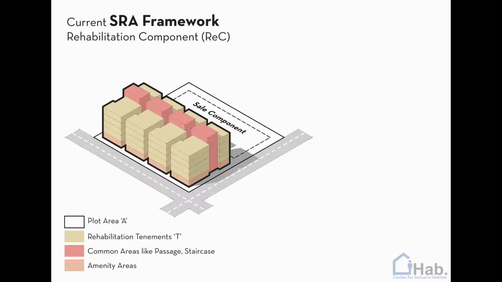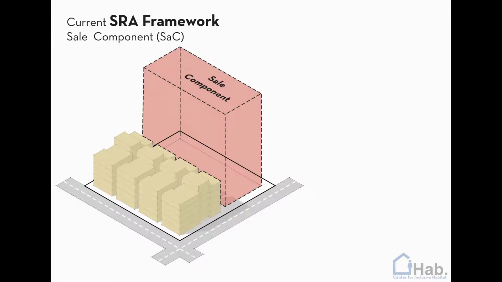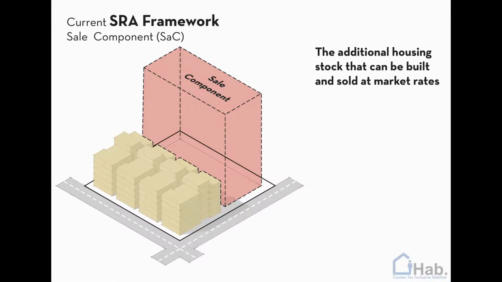What all must the developer build as a part of the slum redevelopment project? He needs to build the rehabilitation component that comprises the dwelling units for rehabilitating existing slum dwellers, common areas, and amenities. Once the developer has planned for the rehab component, he is allowed to plan for the sale component, that is, the additional housing stock that can be built and sold at market rates by the developer.